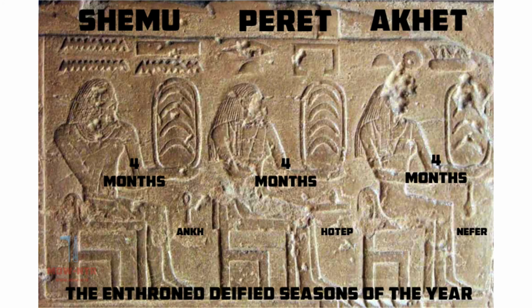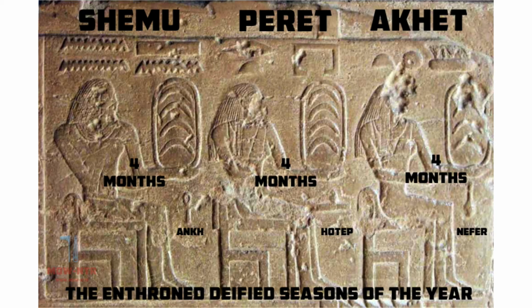Early Old Kingdom, early dynasties, tomb. And what you're looking at is the personification of the seasons of the year. They're deified and personified and enthroned. You see 3 of them sitting on the throne, and they're holding in their hand a shenu. Within the shenu, they have carved, what do you call those? Crescent moons. And there are 4 in each one of them.